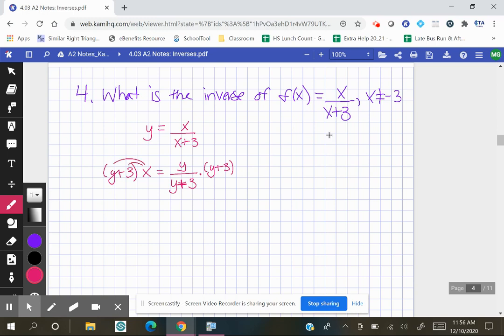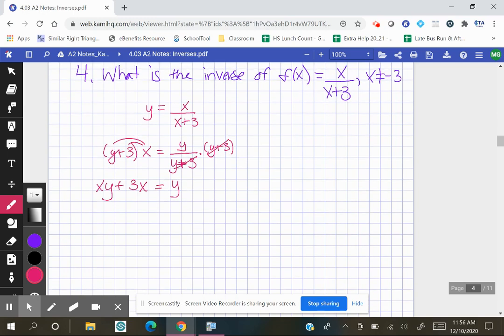So I'm going to distribute my x here. So I'll get xy plus 3x. Here, these will cancel, giving me y. So now, and this is something that you guys looked at in algebra, I have an xy and a y. So 2 y's in this equation. So I want to get them both on the same side and everything else on the other side. And let's just write that out.